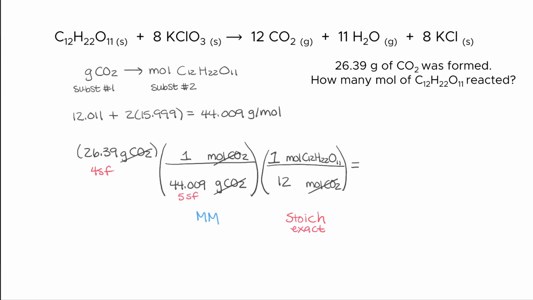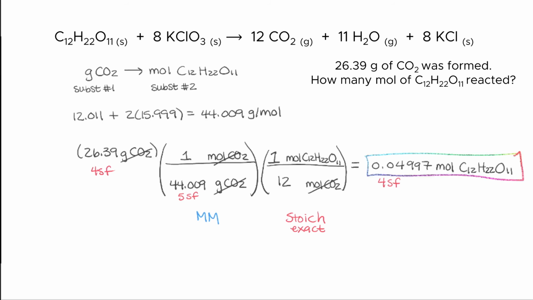So doing the math, 26.39 divided by parentheses 44.009 times 12, close out the parentheses. Reporting to 4 sig figs, we end up with 0.04997 moles of sucrose.